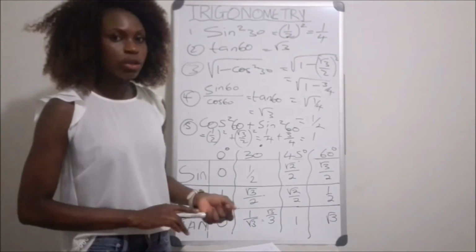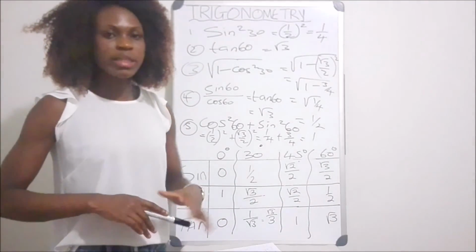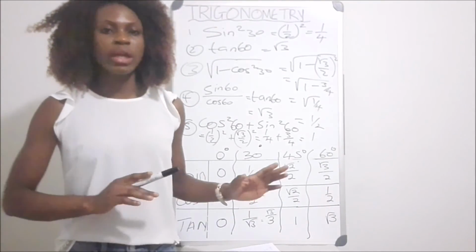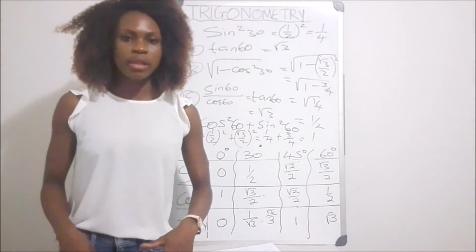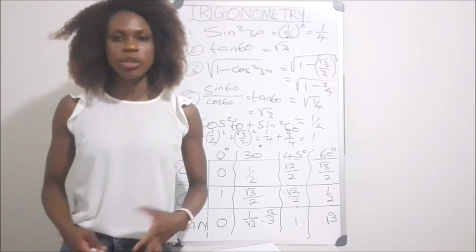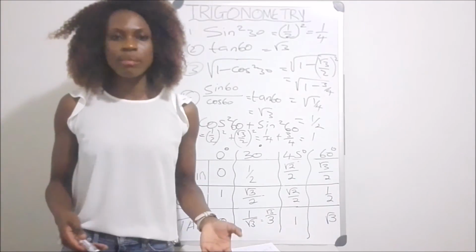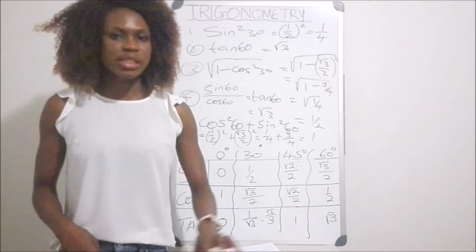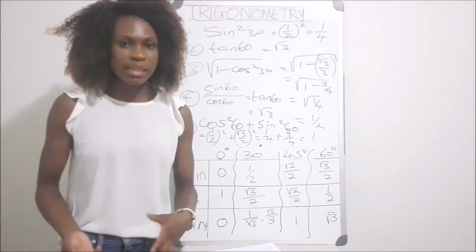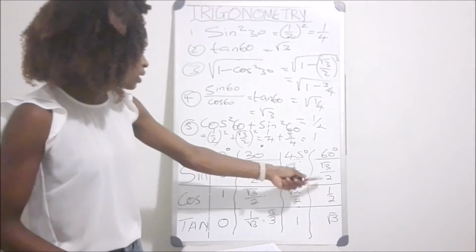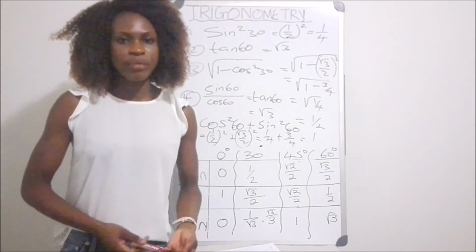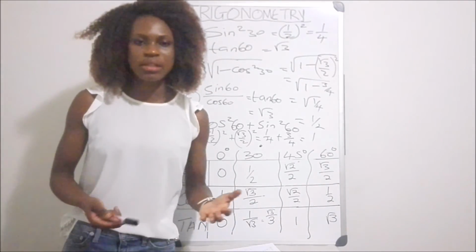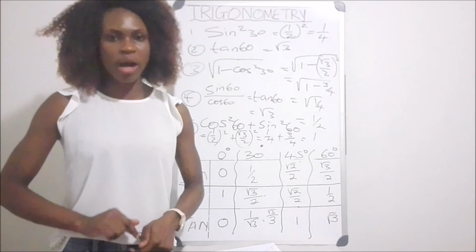I hope you enjoyed this lesson. Just remember, when you are dealing with special angles, before you approach any question on it, draw your table down and put all the values of the special angles, so that when you are answering questions, it becomes easy for you. You just go back to the table and see, for example, sine 60 is root 3 over 2. You just put it in your answer. Then it becomes easy and doesn't confuse you much.